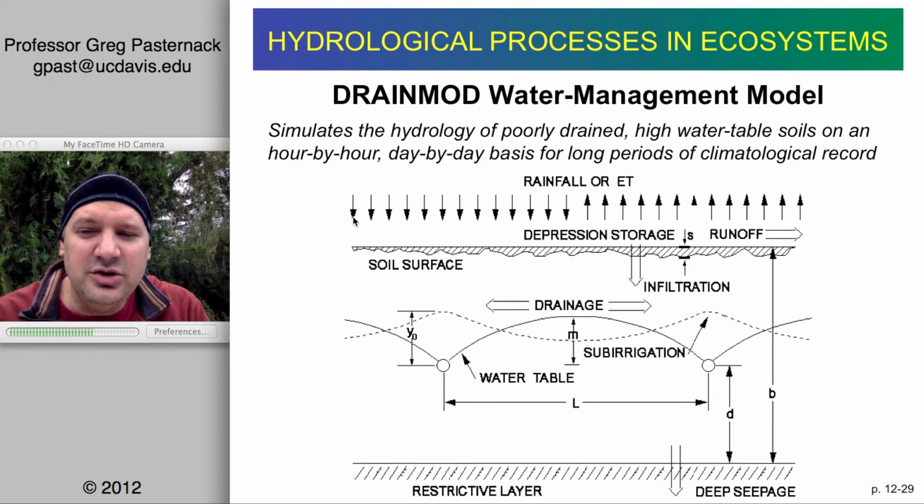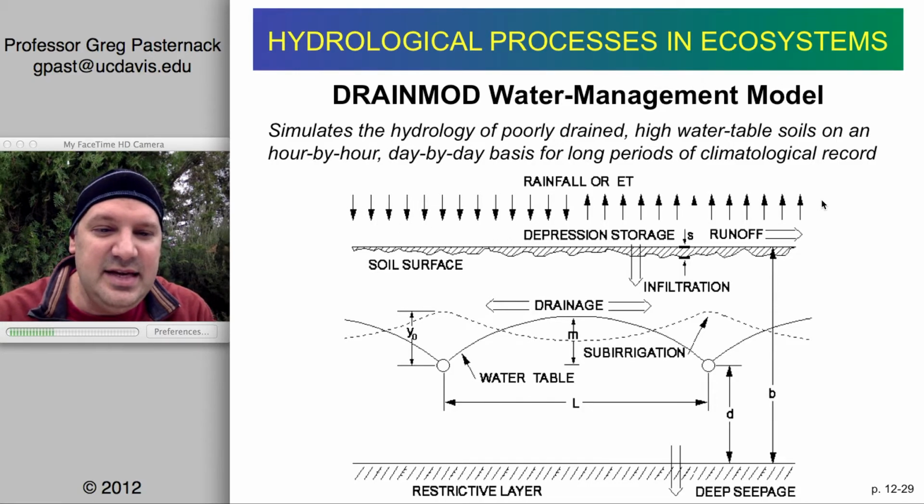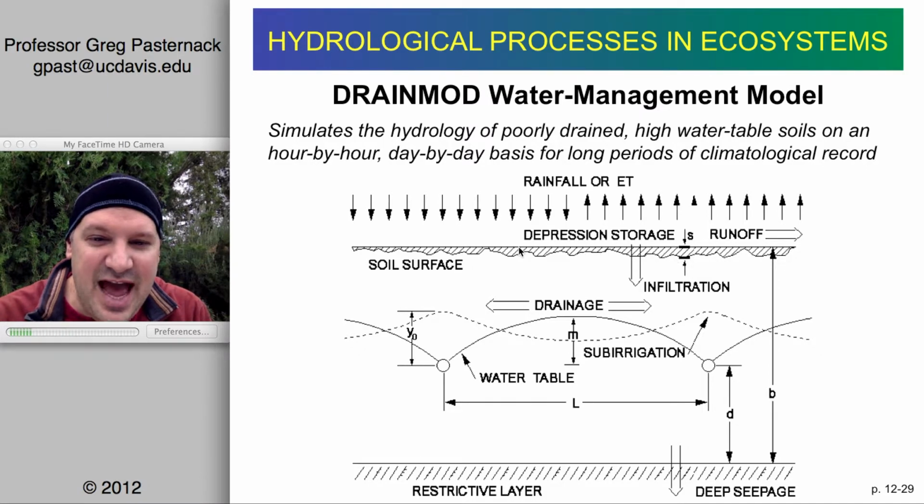And what this schematic shows is just how the water balance works in the model. You have rainfall, ET, runoff. It has surface depression, which is this hatched area on the top. It has an infiltration function, and then it also has deep seepage.